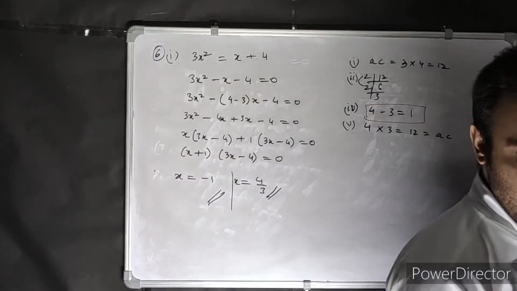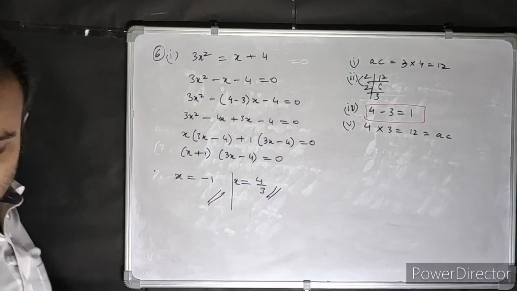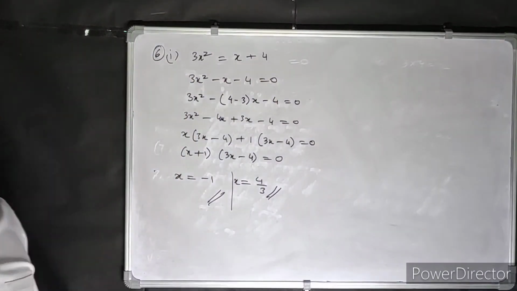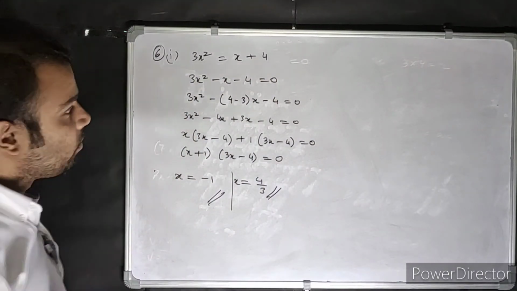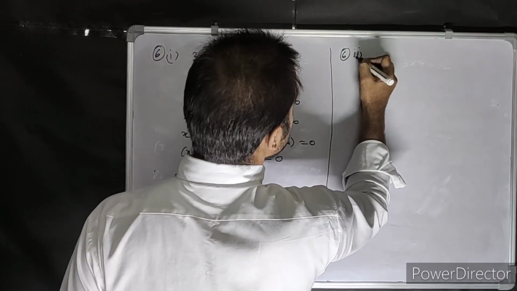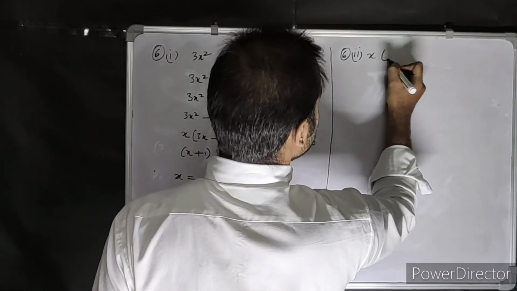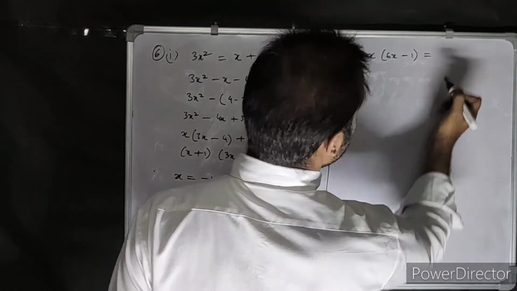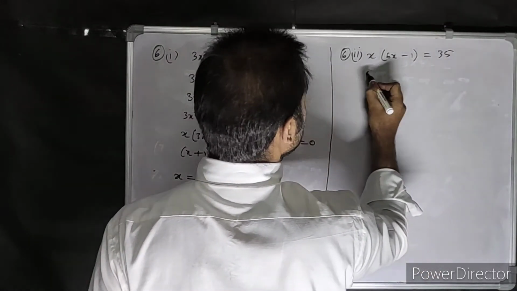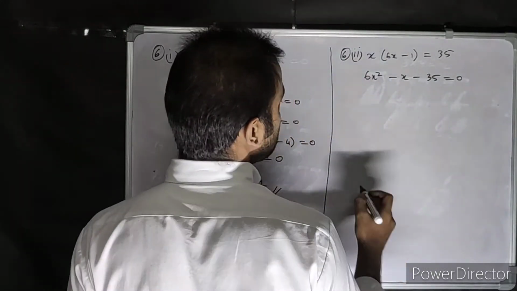Now let's do the second part of question number 6 and finish it off. Question number 6 part 2, everybody, from the book ML Aggarwal, class 10. So 6x square minus x minus 35 equals to 0.